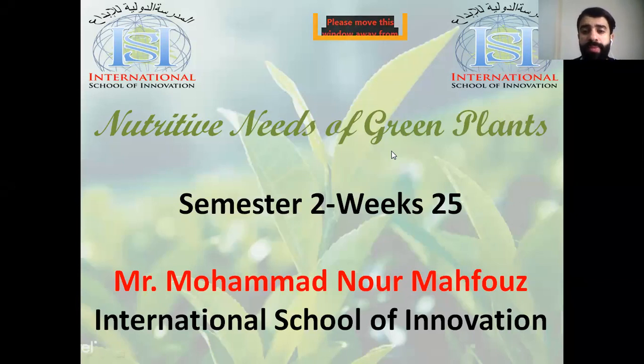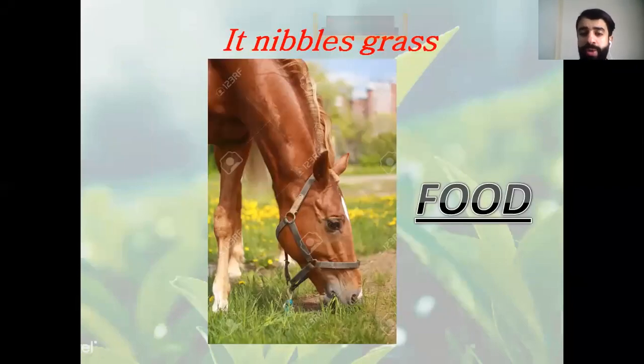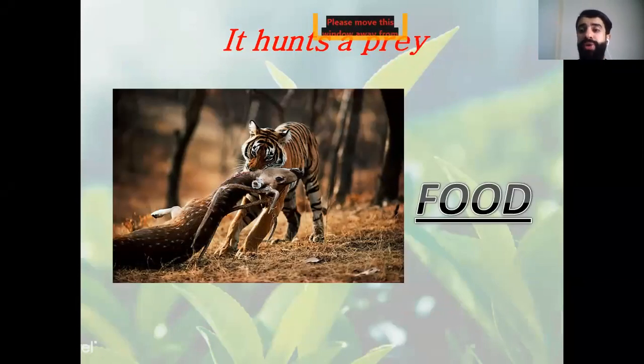First, let's talk about the horse. If a horse gets hungry, what does it do? Sure, it's going to nibble the grass, going to eat the grass. While if a tiger gets hungry, what does it do? Mainly, it's going to hunt a prey and then it's going to eat it.